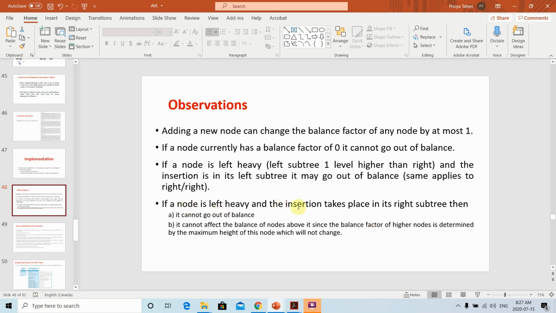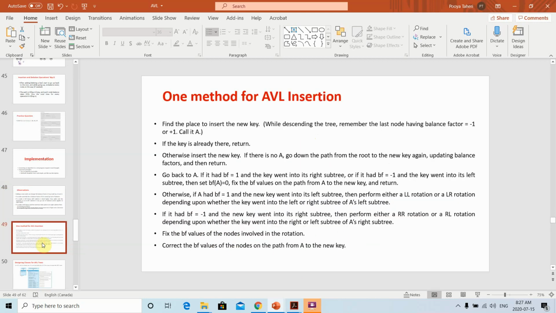If a node is left heavy, and the insertion takes place in its right subtree, it doesn't go out of balance, right? It only goes out of balance if the insertion happens on its left side. So basically the left side gets heavier. If it's left heavy and an insertion takes place in its right subtree, it doesn't go out of balance. It doesn't affect the nodes higher than it, right? So these are some observations that we can make.